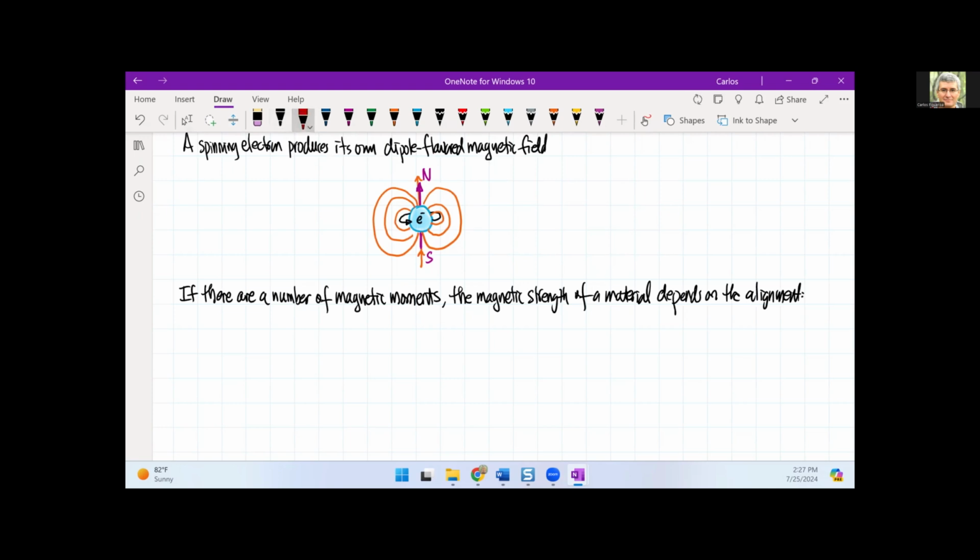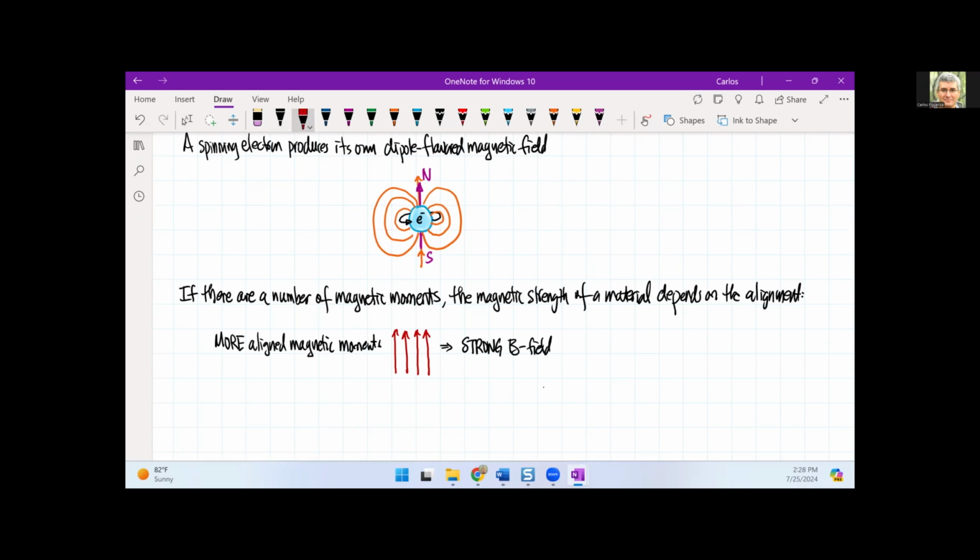So let's say I have something like this. What if I have 4 magnetic dipole moments pointing like this? Then what you're going to see here is that in this case, I have more aligned magnetic moments. I'm going to have to move this a little over. And that tells me I'm going to have a strong magnetic field.